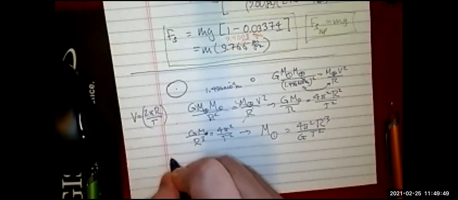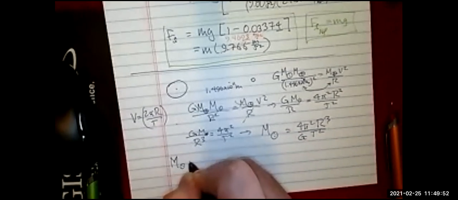So now I'm going to say the mass of the sun should be equal to 4 times pi squared times 1.496 times 10 to the 11th.